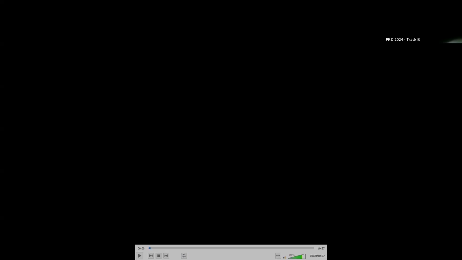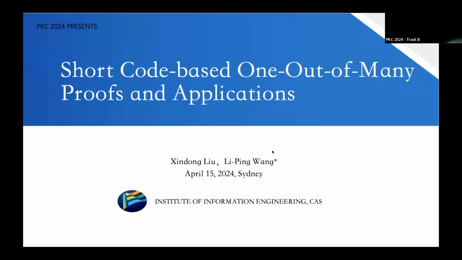Okay, so let's start. This is going to be a talk by Xindong Liu from the Institute of Information Engineering about short code-based one-out-of-many proofs and applications.